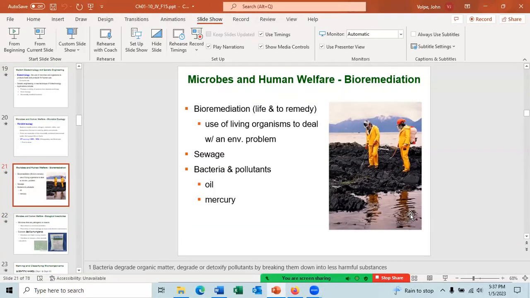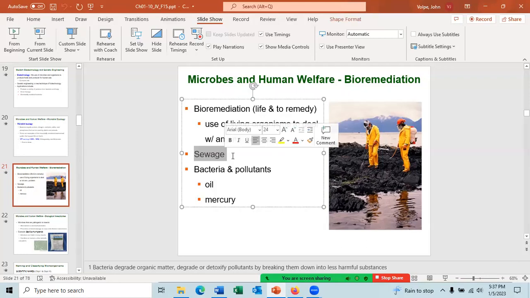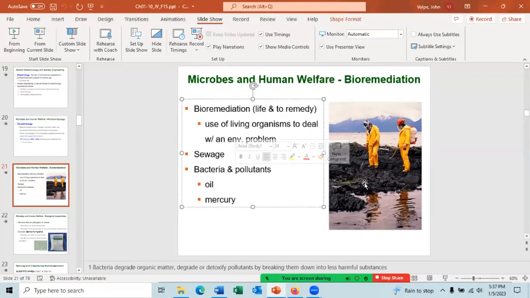Microbes are important to human welfare and bioremediation. Bioremediation means literally life and to remedy. We use living organisms to deal with environmental problems. For example, when you flush your toilet, we use microbes to degrade the sewage. Microbes are also important in degrading pollutants in industrial accidents, like this oil spill. They're spraying microbes on it to help digest the oil.